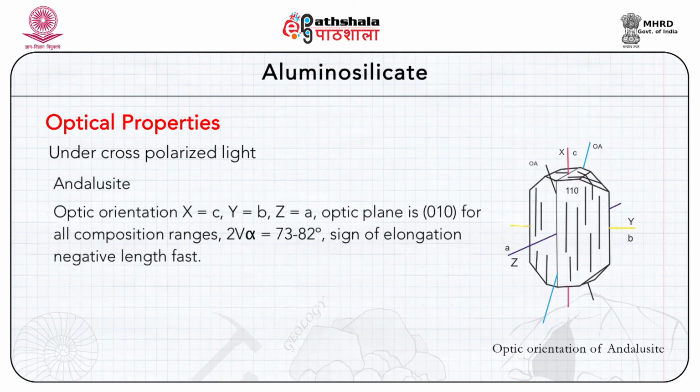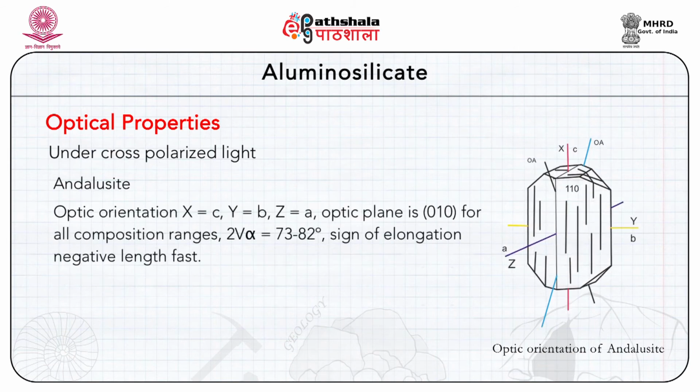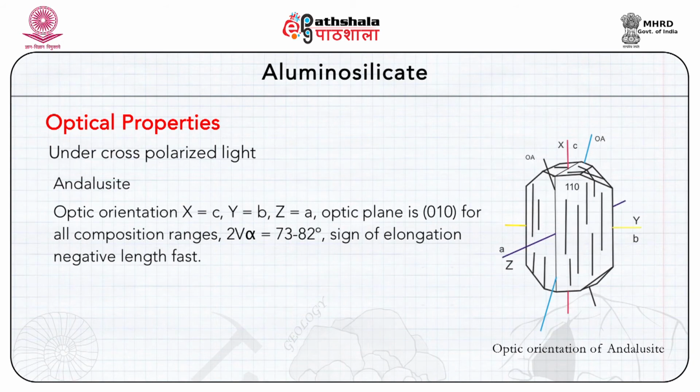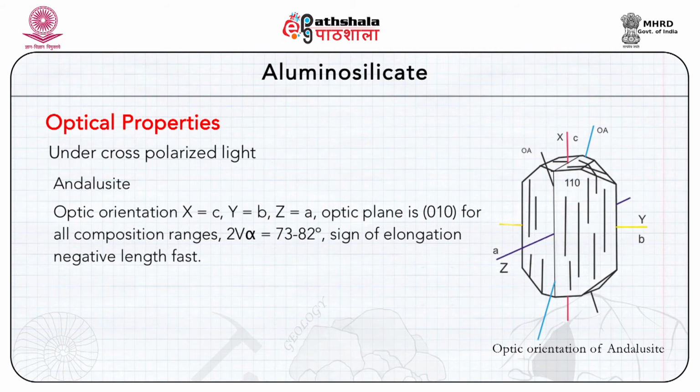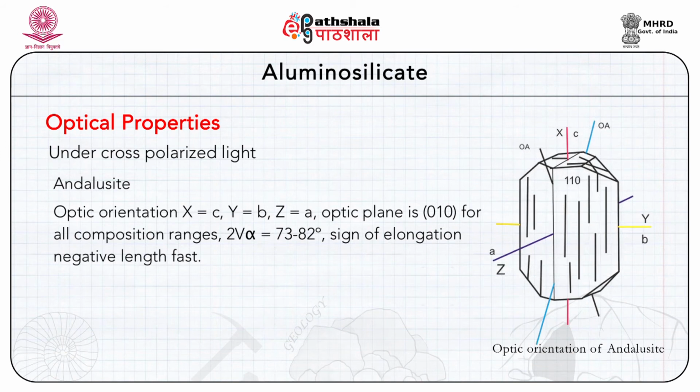Optic orientation is X equals C, Y equals B and Z equals A. The optic plane is 010 for all composition ranges. 2V varies between 73 to 82 degrees. Sign of elongation is length fast, negative.